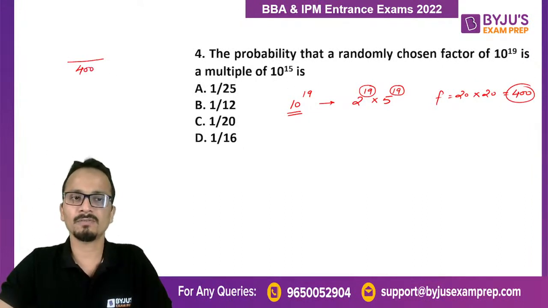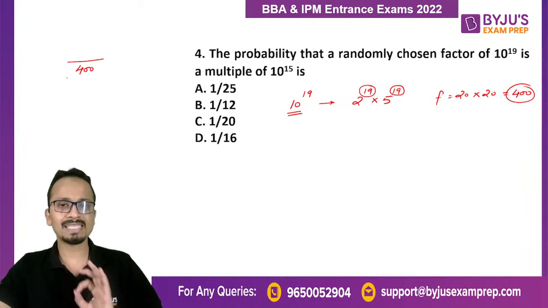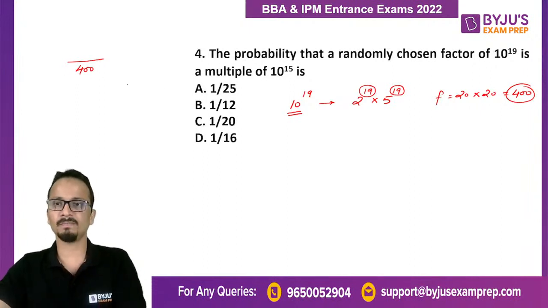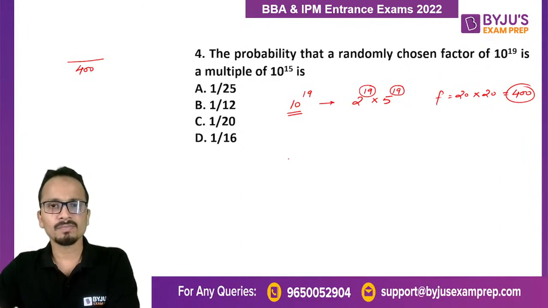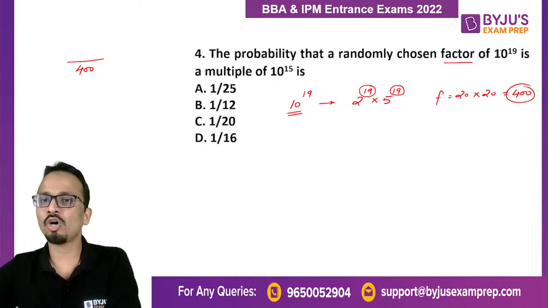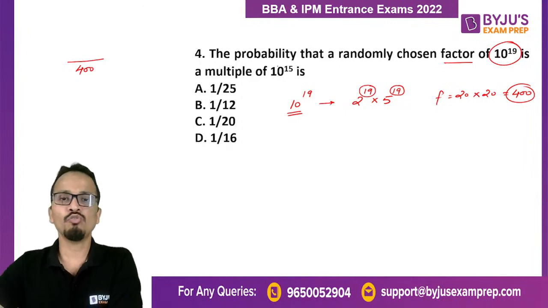Now, we have to find out which factors of 10 raised to the power 19 will be the multiples of 10 raised to the power 15.